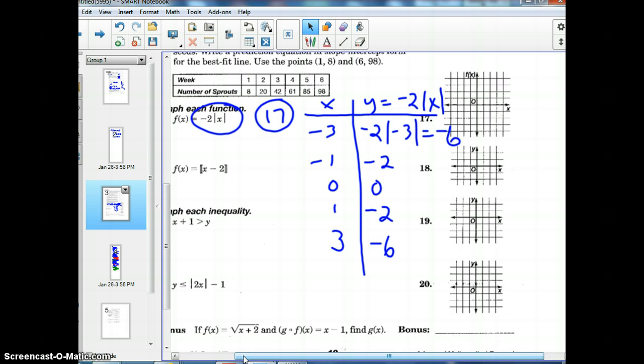I'm just going to plot the points on my coordinate plane. I have -3, -6, about right there. I have -1, -2, 0, 0, 1, -2, and 3, -6. And so it kind of has a little upside down V for my absolute value.